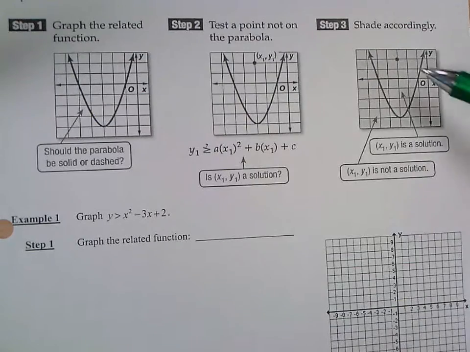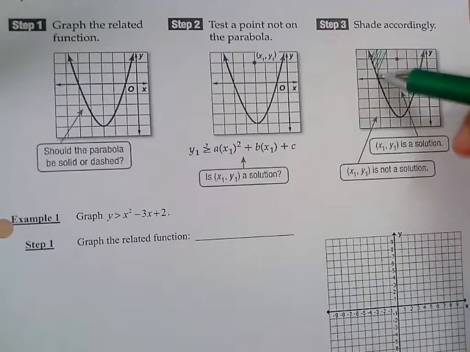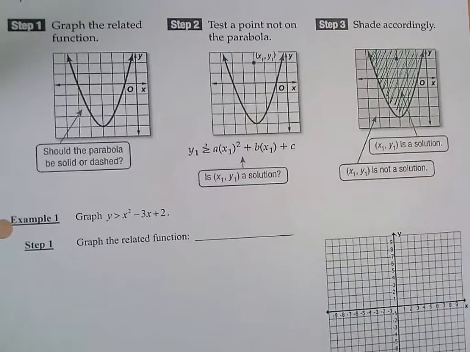On here, just the way it copies, it looks like everything is shaded. It is supposed to be the inside is shaded, the outside isn't. But it looks like they're both shaded equally. So just so that makes sense where it's saying what is a solution, what isn't.